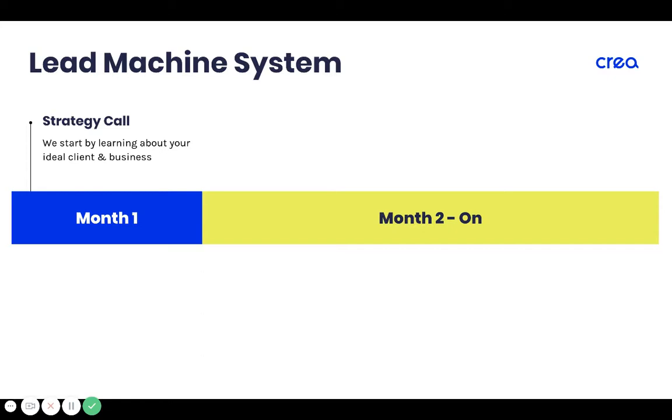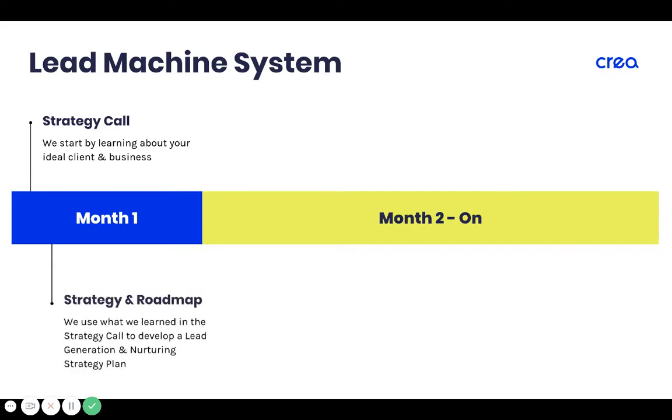So it all starts with a strategy call, and we start by learning about your ideal client and your business and your brand and your personality and your culture and your USP, your unique sales proposition, your place in the marketplace, where you are now, what goals you've set, have you reached them, et cetera. Then we're going to jump into a strategy and roadmap, which basically will use what we learn in our strategy call to develop a lead generation and nurturing strategy plan that we can implement.